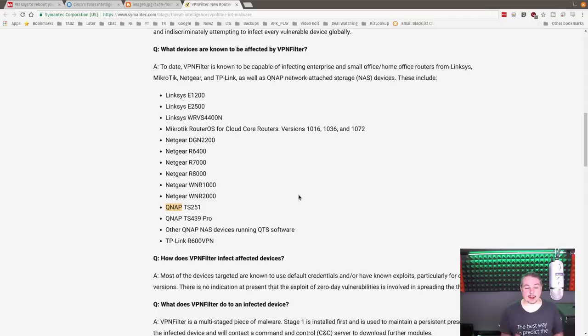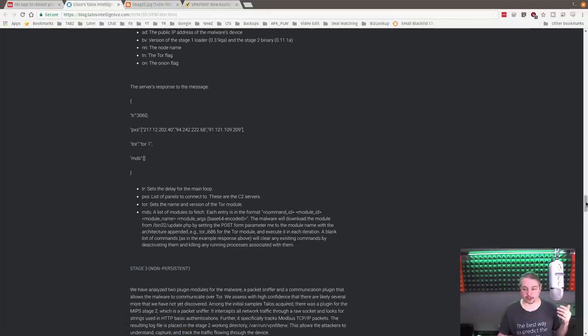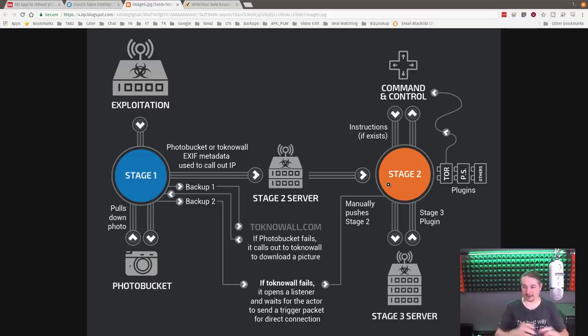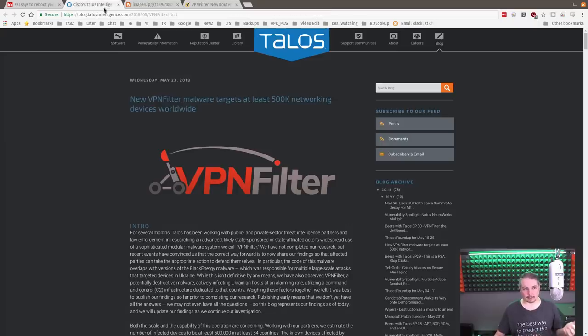Now, these are the known devices that are affected. There's probably even more of them. These are ones that Talos Research, which is the security company that Cisco owns, the security researchers, have identified as affected by VPNFilter, but they do realize there could be others, there could be more out there. Now, let's break down this little complicated thing right here, and this is part of the Talos blog. So if you type in Talos VPNFilter, you'll come to their blog about it.